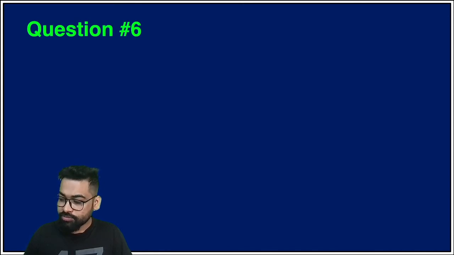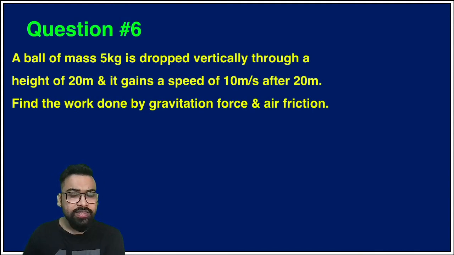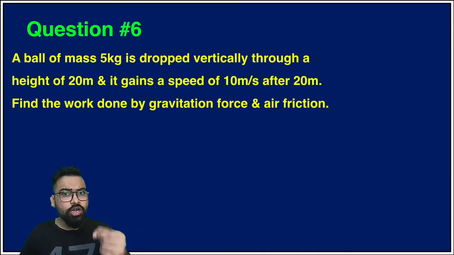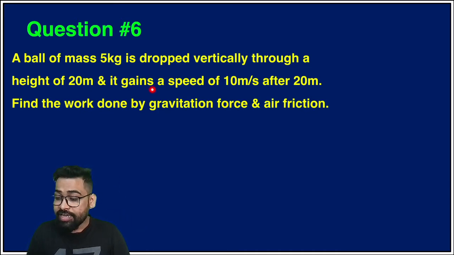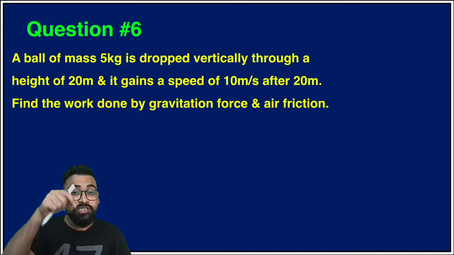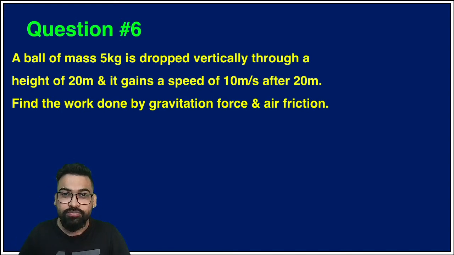What is given to us? We are being told that there is a ball of mass 5 kg. We drop it vertically. Dropped means your initial velocity is 0. You drop it vertically through a height of 20 meter. You fall down 20 meter and it gains a speed of 10 meter per second in the downward direction.